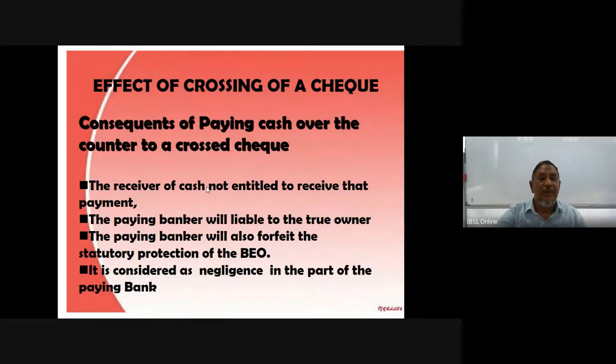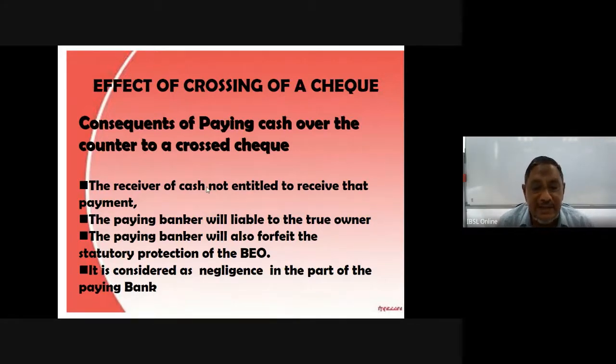Okay. The paying banker will be liable to the true owner. The paying banker will also forfeit the statutory protection of the Bill of Exchange Ordinance. What is that? The statutory protection of the bill of exchange. The paying banker is protected under Section 60. The collecting bank is protected under Section 82 of the Bill of Exchange Ordinance.